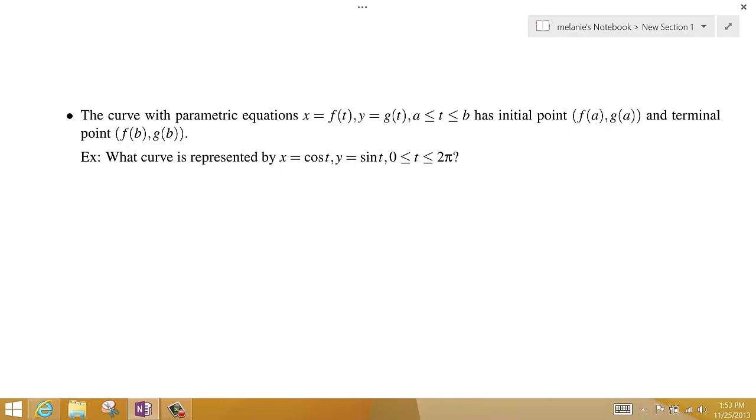The curve with parametric equations x equals f of t, y equals g of t, where t is between a and b inclusive, has initial point f of a, g of a, and terminal point f of b, g of b. So that leads us into the next example.